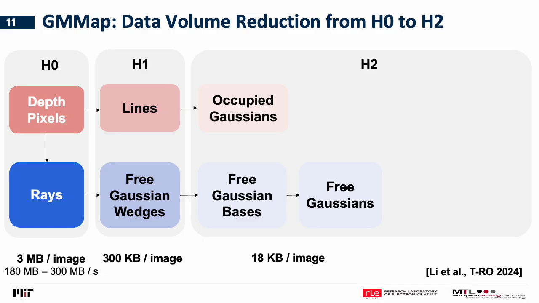Here's a summary of the data volume flowing through the construction pipeline from H0 to H2. At H0, the raw depth pixels and rays are around 3 megabytes per image. At typical camera frame rates of 60 to 100 fps, that's quite high at 180 to 300 megabytes per second. H1 compresses this 10x into lines and free Gaussian wedges, which are around 300 kilobytes per image. H2 fuses them into Gaussians at just 18 kilobytes per image. That's a 170x reduction overall.